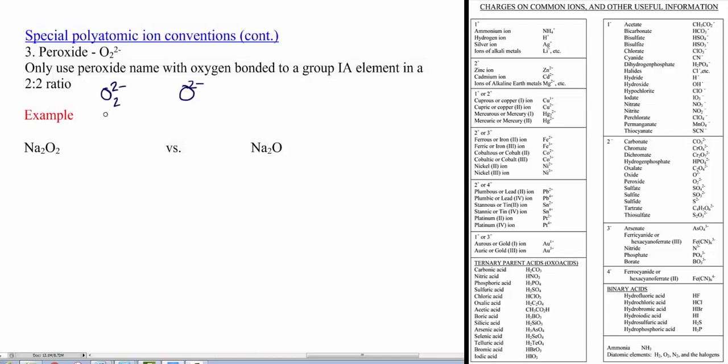So the way to be on the lookout for this peroxide ion and to distinguish it from the oxide ion is to recognize that the peroxide ion is always bonded to a group 1A element, that is either hydrogen or an alkali metal, in a 2:2 ratio. So if I look at the species Na2O2, in order to make this compound, I would have combined together sodium ions, which have a +1 charge, with a group of O2, which collectively shares a -2 charge. And again, crisscrossing those charges gives me the formula Na2O2. Therefore, this species here is sodium peroxide.